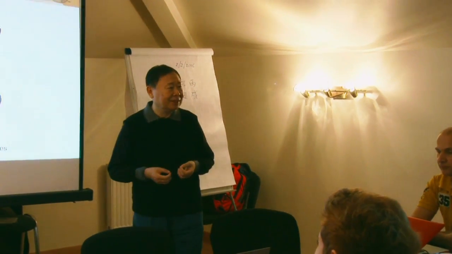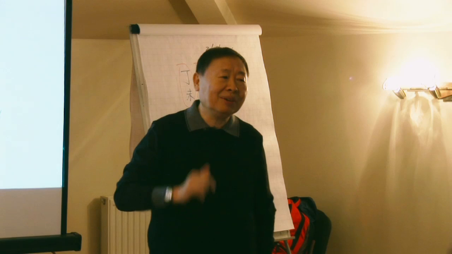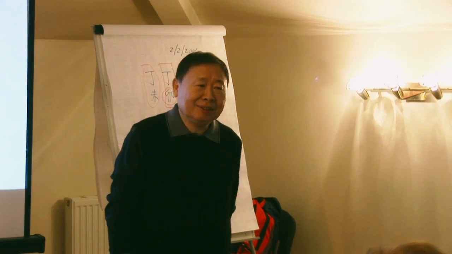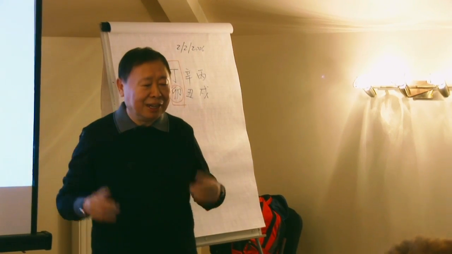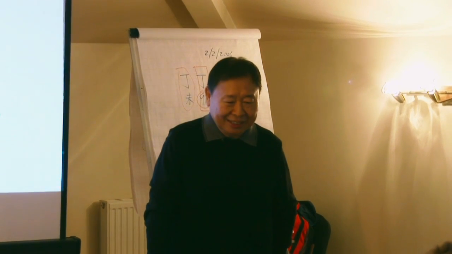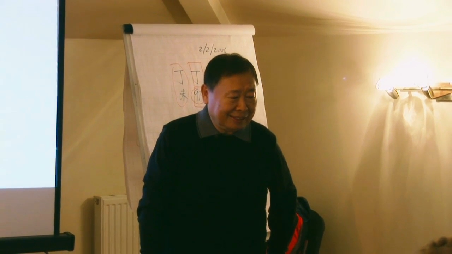So therefore, every year the calendar tells us a pair of elements. And then, based on the cycle of birth and cycle of destruction of this pair of elements, we try to forecast what kind of influence the elements are acting on human life.